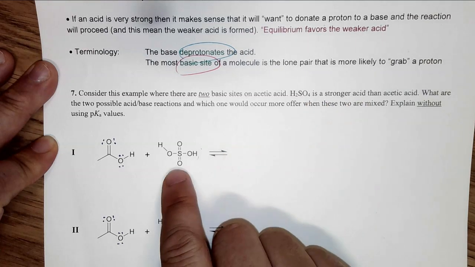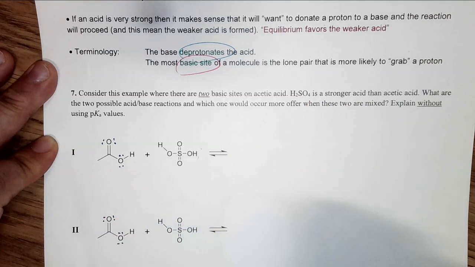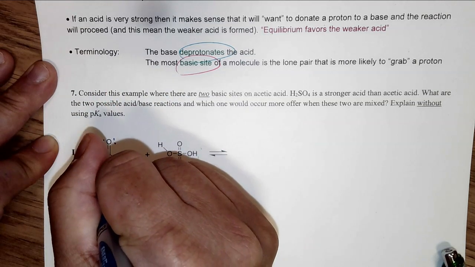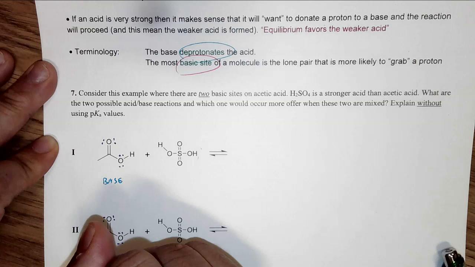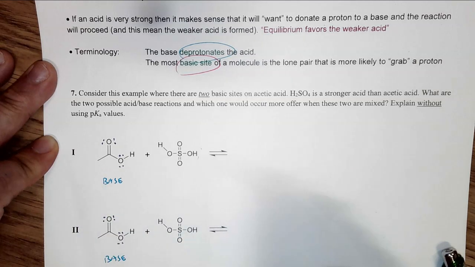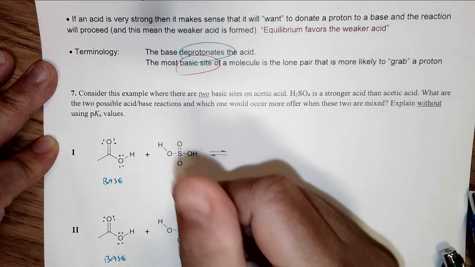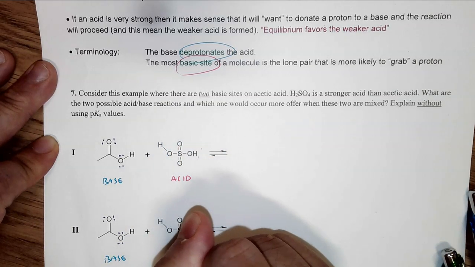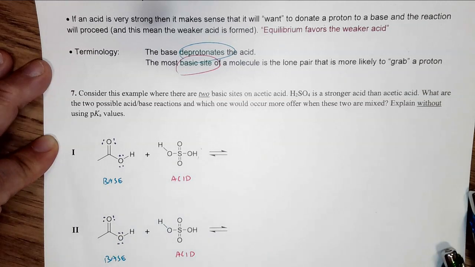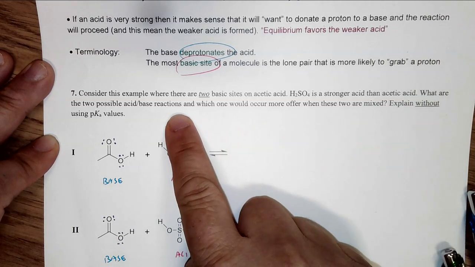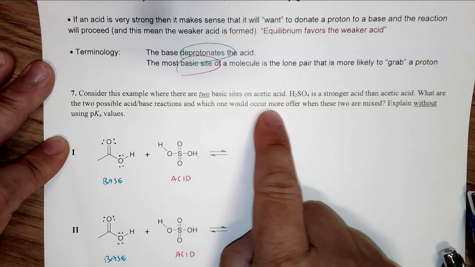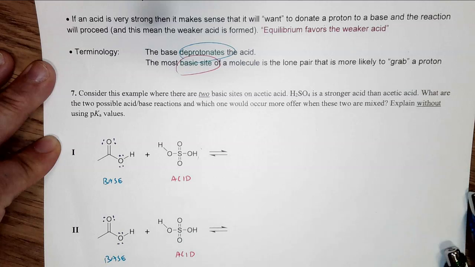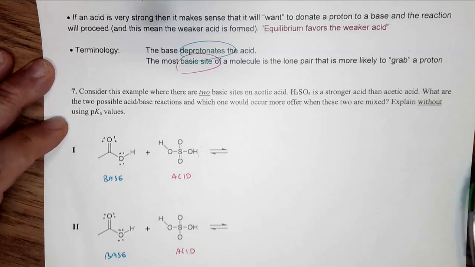Sulfuric acid is a stronger acid than acetic, so it's kind of weird. This is acetic acid, but it's going to be acting like the base, or it's going to be the base. That's only because the partner is so acidic. Sulfuric acid is very acidic, and this will be the acid. It will donate the proton. What are the two possible acid-base reactions, and which one would occur more often when these two are mixed? Explain without using pKa values.